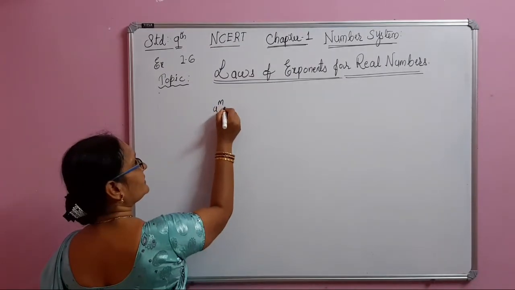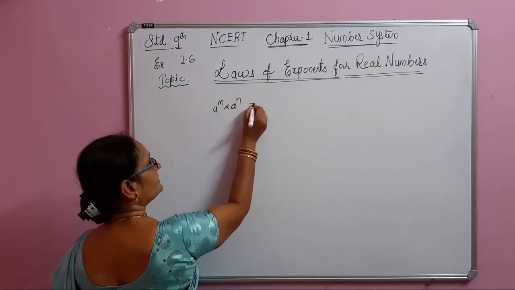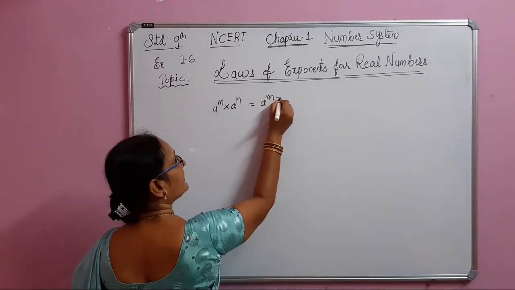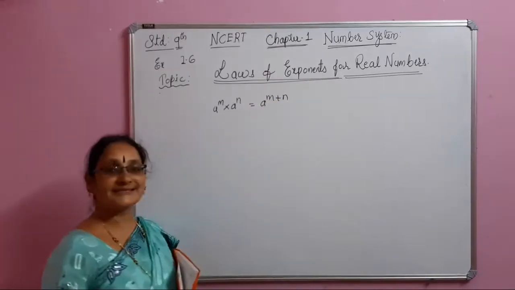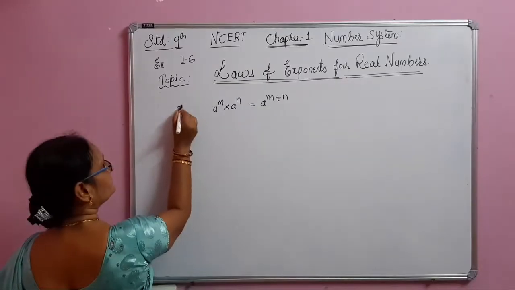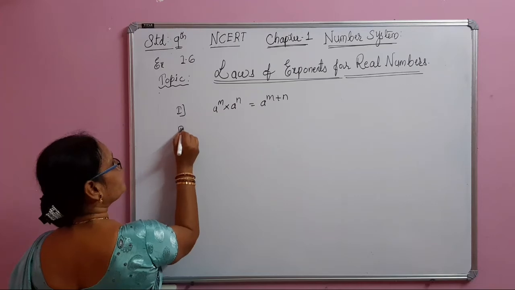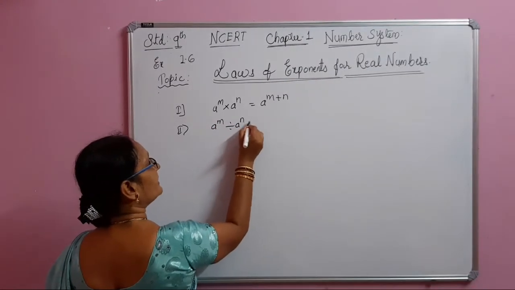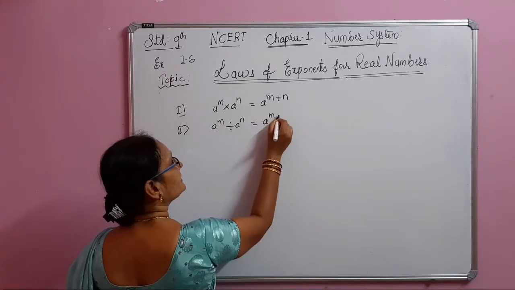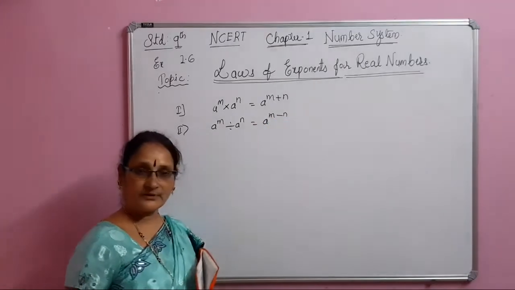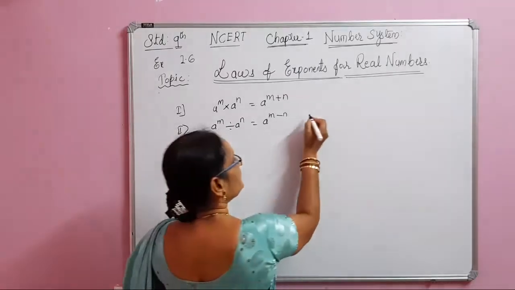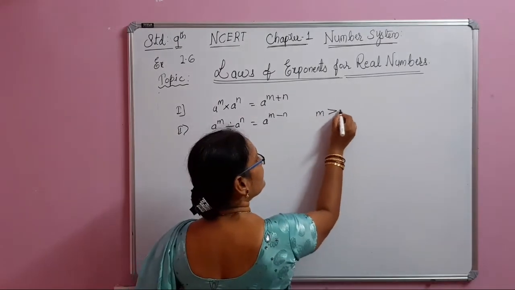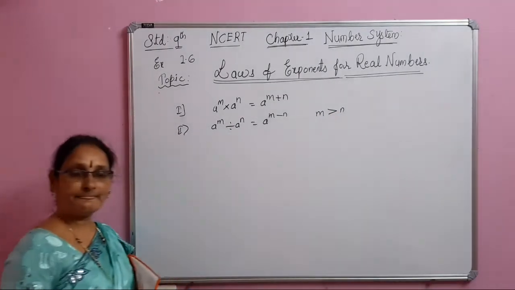See, a to the power m into a to the power n is equal to a to the power m plus n. This is the first law of exponents. The second law is a to the power m divided by a to the power n is equal to a to the power m minus n. This is the second law of exponents, when m is greater than n.